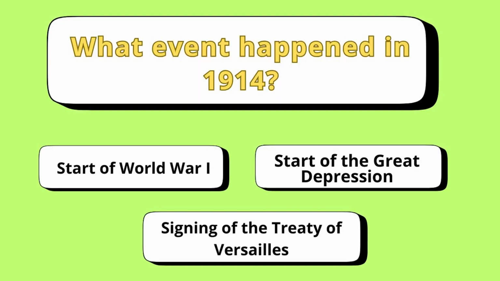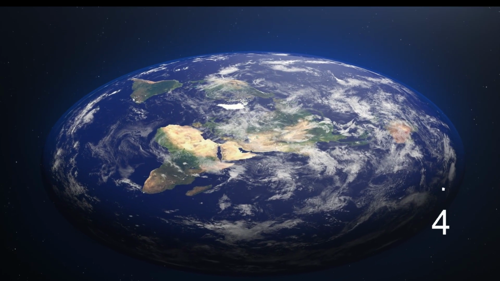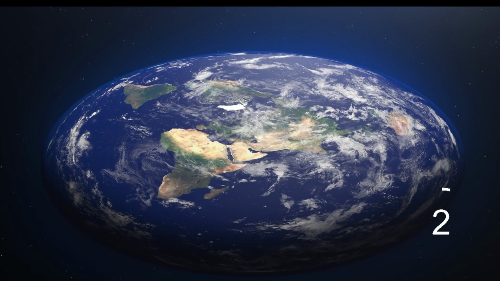What event happened in 1914? A. Start of World War I. B. Start of the Great Depression. C. Signing of the Treaty of Versailles. Start of World War I.